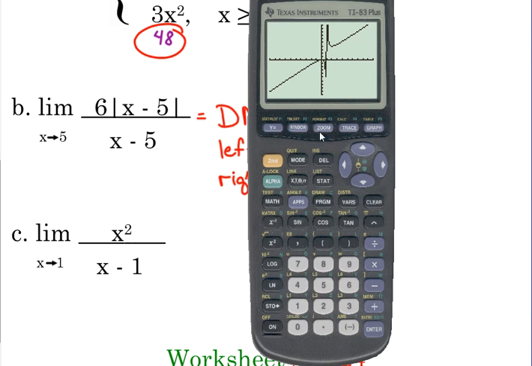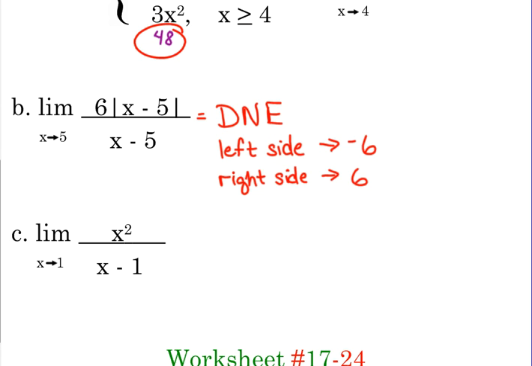So same thing here. Let me adjust my window a little bit so that I can focus on these values here. Okay, here's just a little bit of a zoomed in version of my function. On the left side of positive 1 here, my y values are going down. On the right side of positive 1, the y values are going up. So this one also does not exist. It's because there's a vertical asymptote at x equals 1.